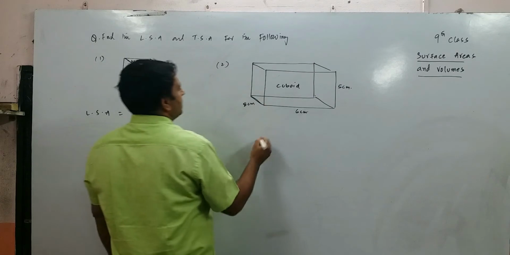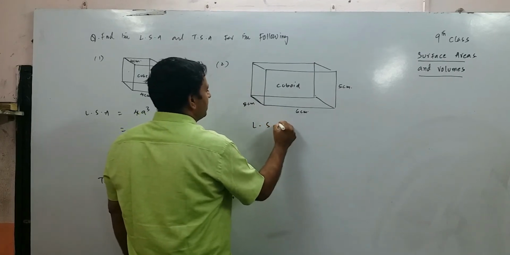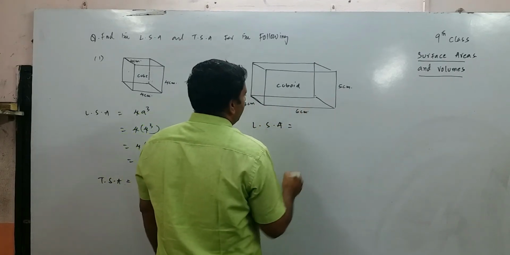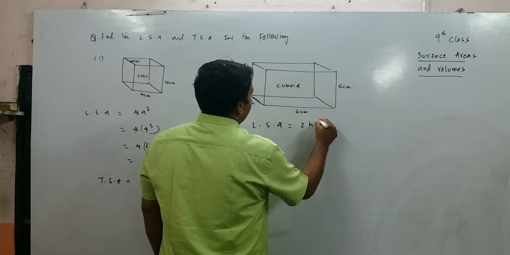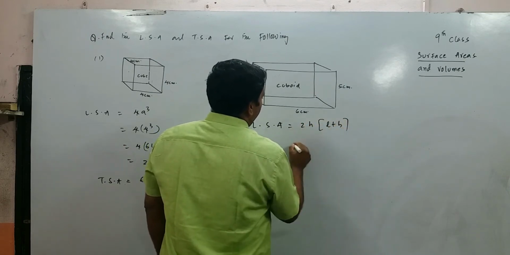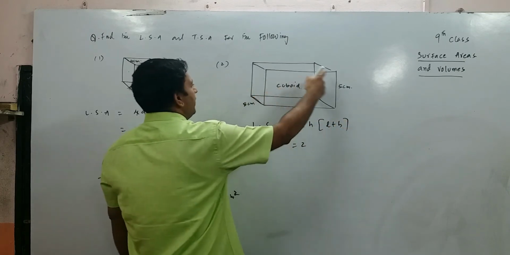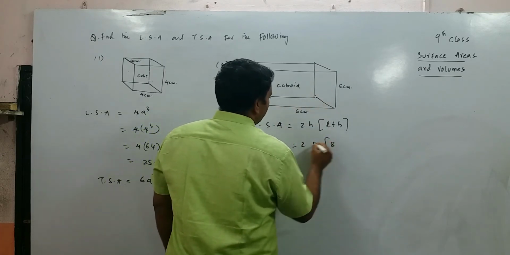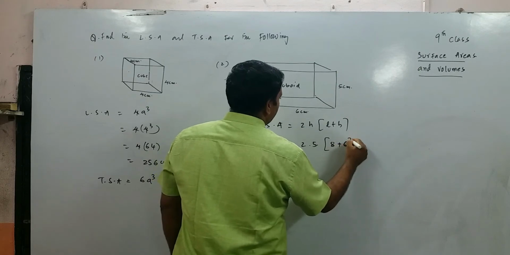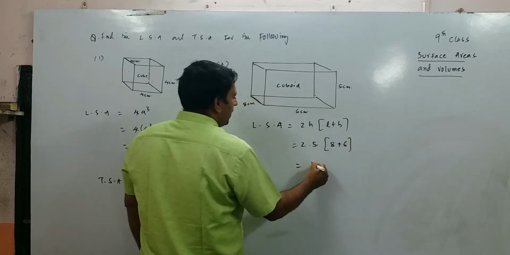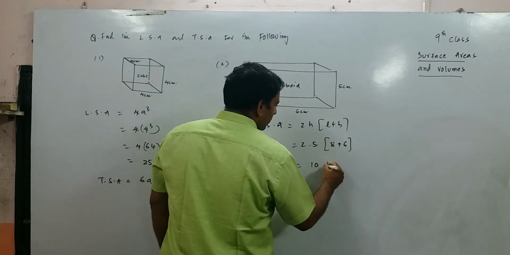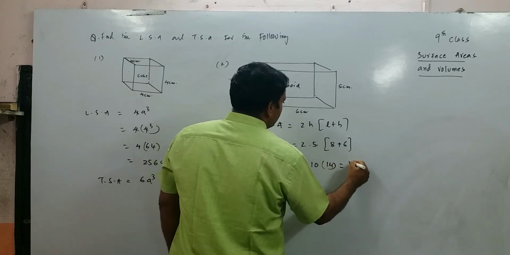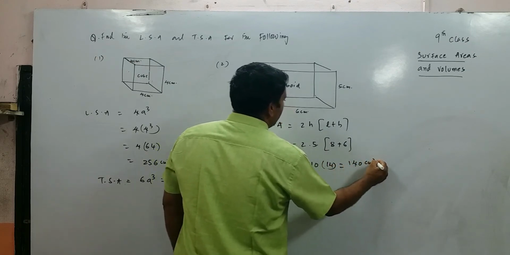Now what about this cuboid? Lateral surface area is equal to 2h into (L plus B). 2 into, what is the h value? Height is 5. L plus B. 2 5s are 10. 8 plus 6 is 14. So 10 into 14 is 140 centimeter square.